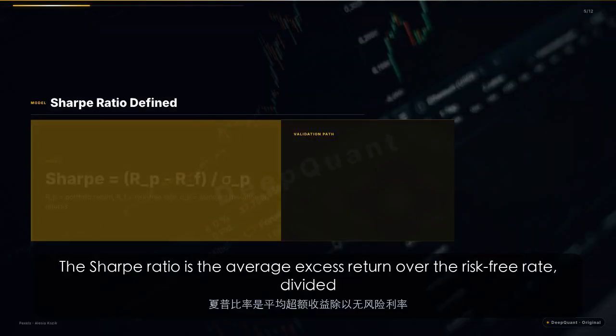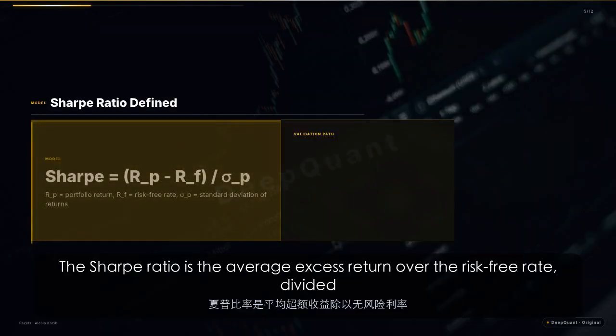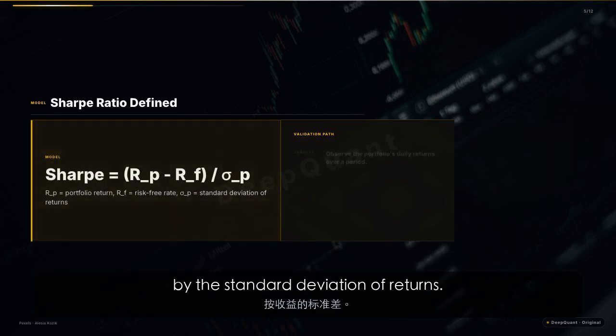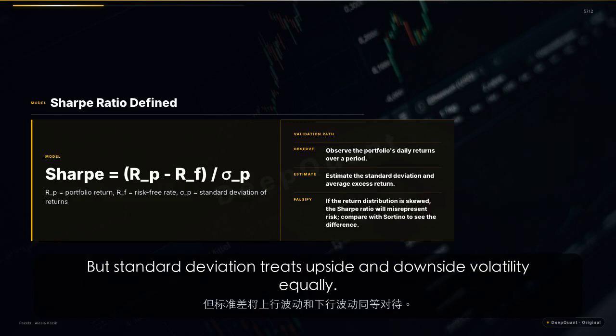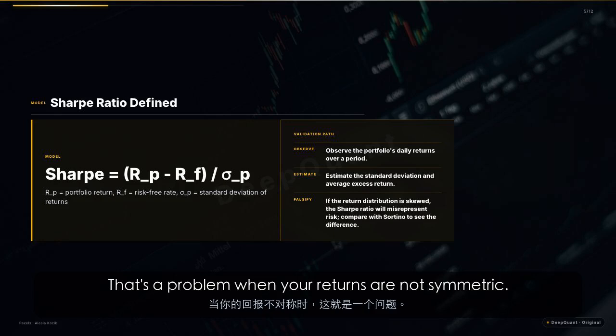The Sharpe ratio is the average excess return over the risk-free rate, divided by the standard deviation of returns. It tells you how much return you get per unit of total volatility. But standard deviation treats upside and downside volatility equally. That's a problem when your returns are not symmetric.